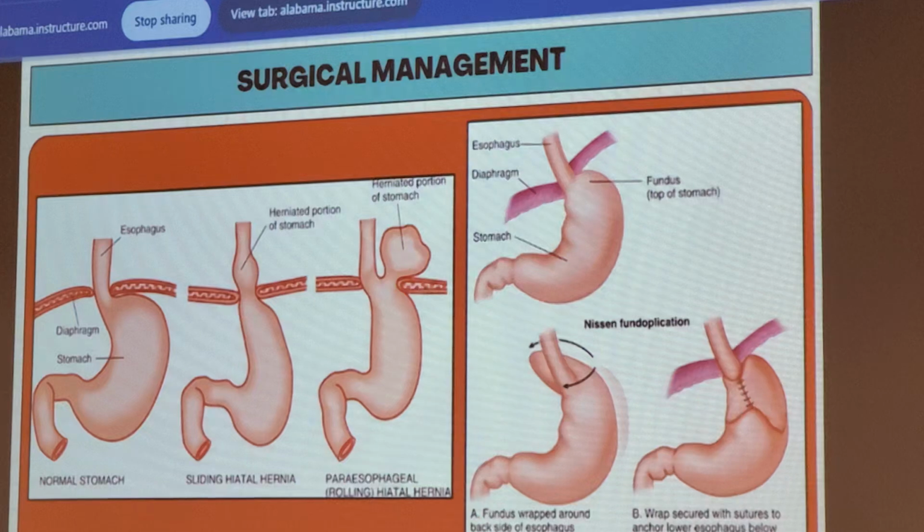This is good for hernias, but it's also good for GERD as well. This is kind of the last resort option for GERD. All right. 9 times out of 10, it's going to be on some type of medical management, lifestyle modifications.